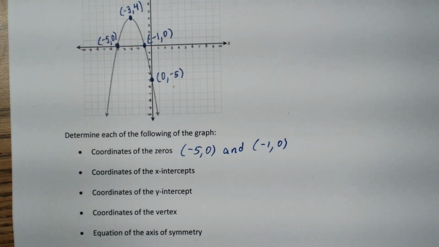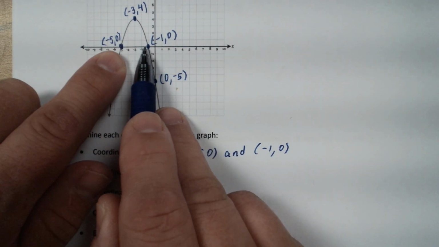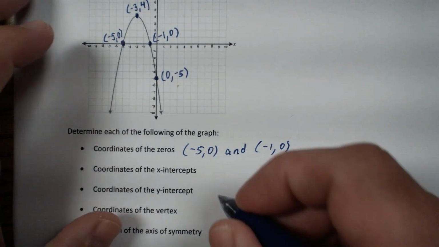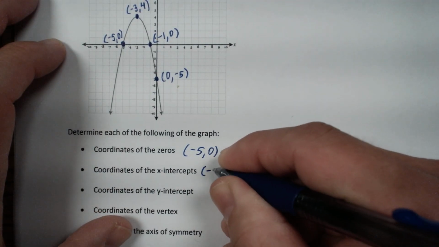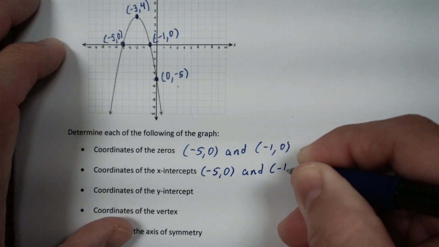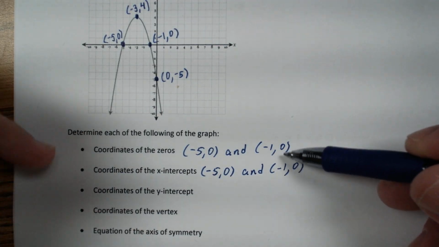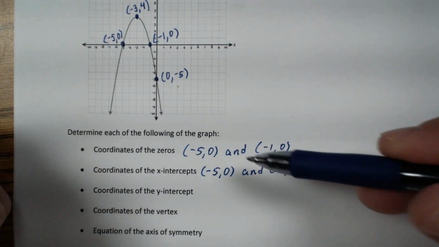Those are the zeros. Now the x-intercepts are exactly what I just listed. It's actually just another way of asking the same thing. So I'd say there's 2 points that are x-intercepts, negative 5, 0, and negative 1, 0. So wherever it's hitting the x-axis. Doesn't matter how they're asking that question, the answer is the same.